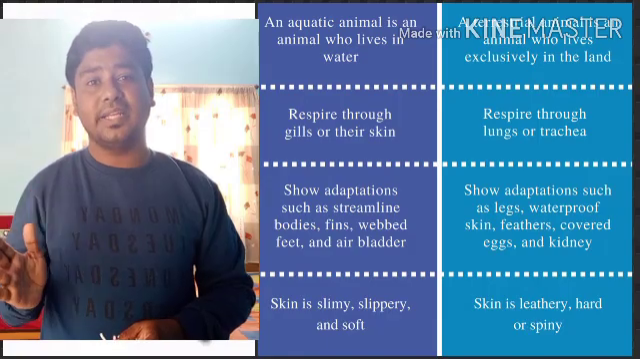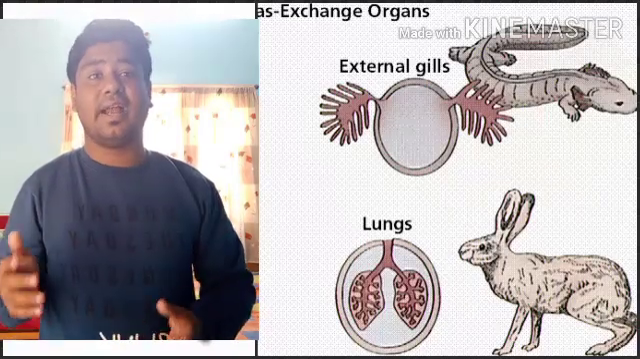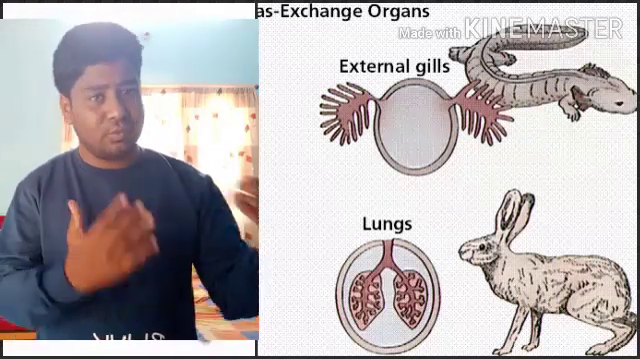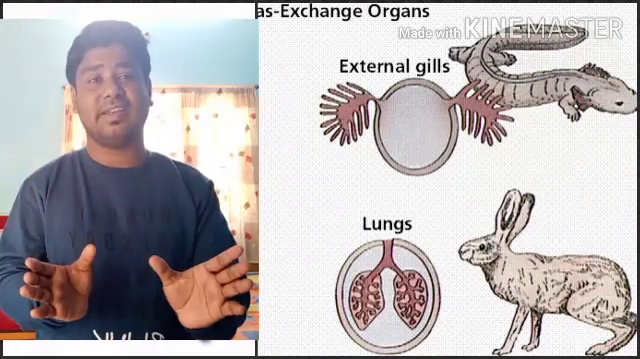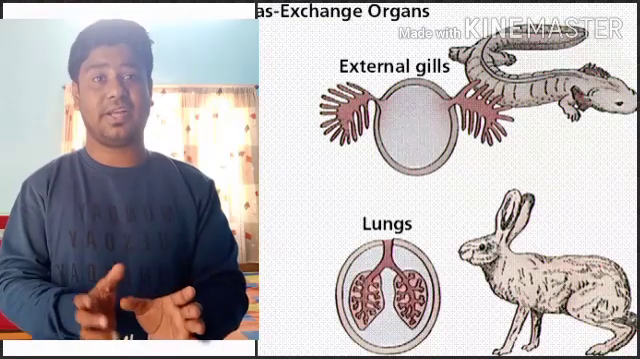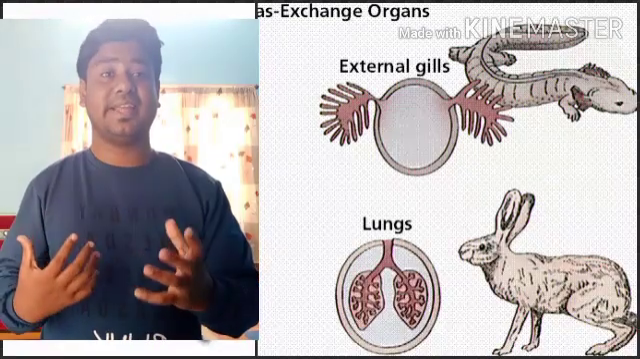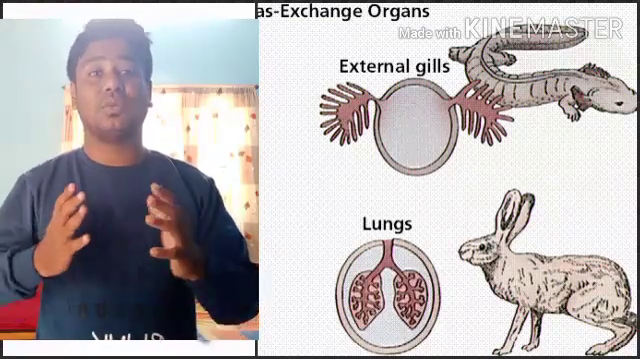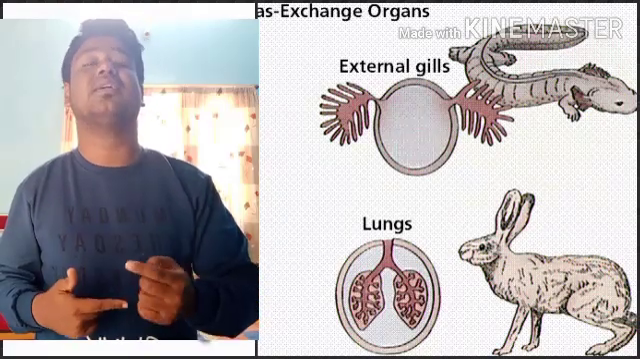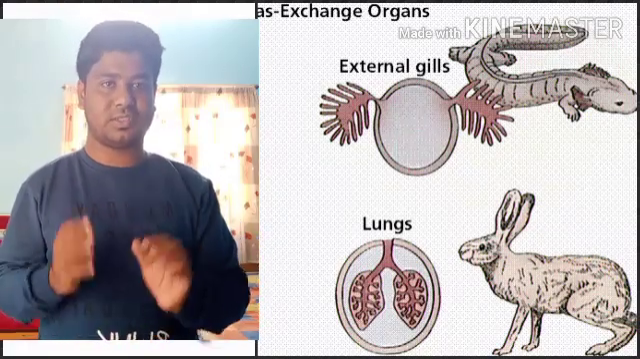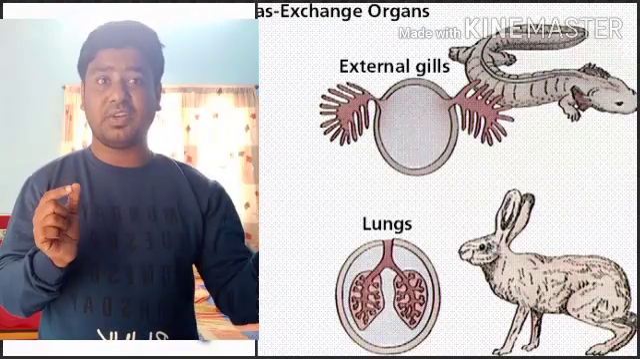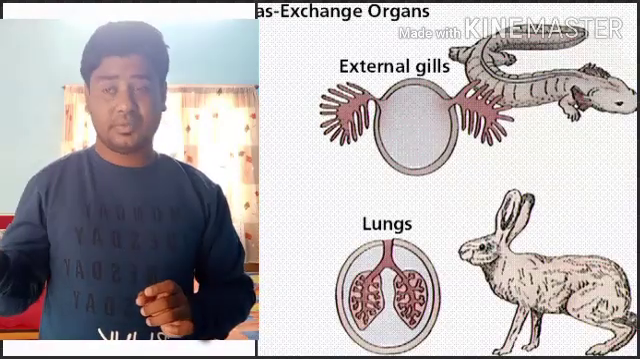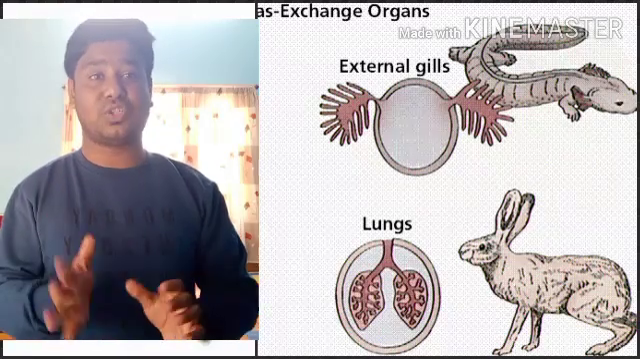Aquatic organisms breathe dissolved oxygen, and we are terrestrial organisms. Terrestrial means organisms which are living on the land. So land organisms, or terrestrial organisms, have developed lungs, and through the lungs they breathe in atmospheric oxygen. So that's the major difference. Terrestrial organisms breathe in atmospheric oxygen, and aquatic organisms breathe in dissolved oxygen.